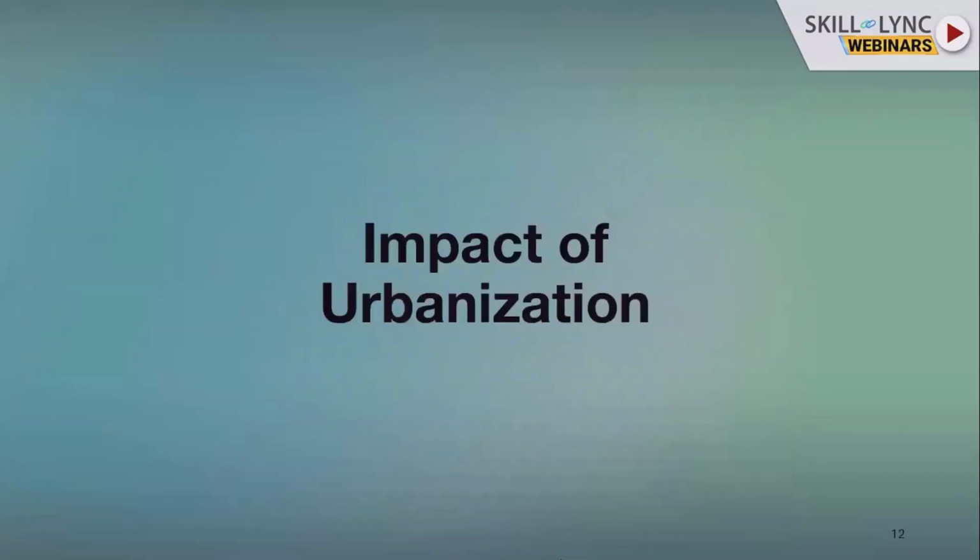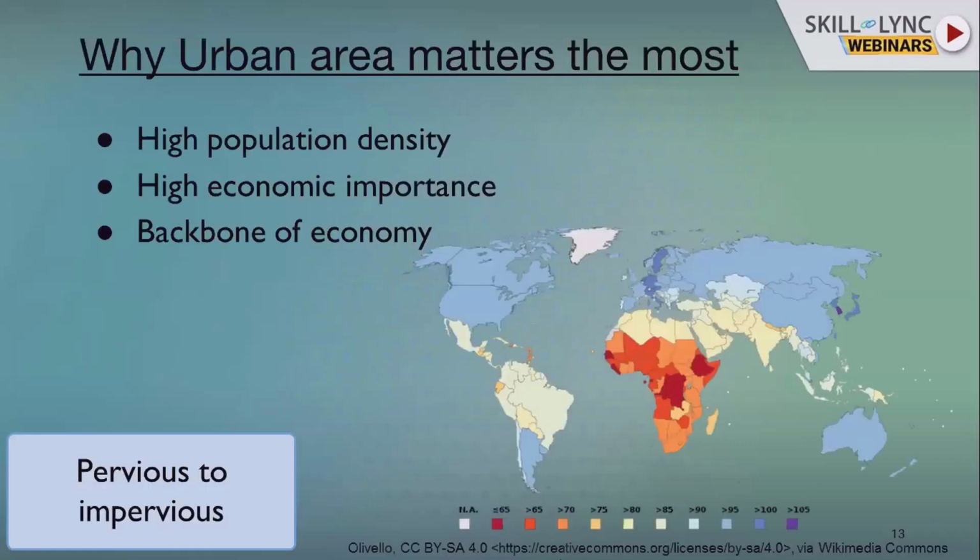Now, I want to insist and give more importance to the impact of urbanization. What is happening? Before, we had cities with ponds, with lakes, with green areas. So any rain that came, either the pond took this water and stored it, or the water got absorbed into the system. But now, because of urbanization, what is happening? This is very important. And why does the urban area matter the most? I mean, why are we giving so much importance to the urban area?